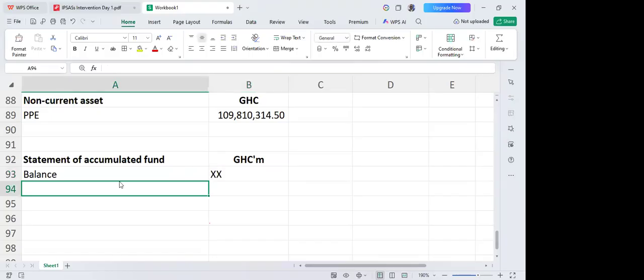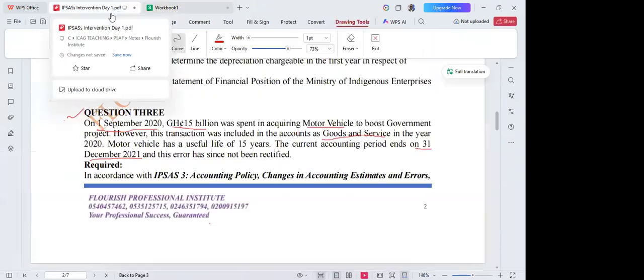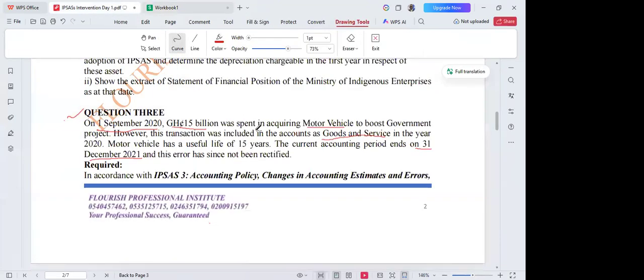You need to correct the error. Then you get a restated balance. So how do we correct the error to the accumulated fund balance? How do we correct the error to it? Are we going to add or are we going to subtract? Yeah, Ransford, your hand is up. So we have to add it at the value of the.